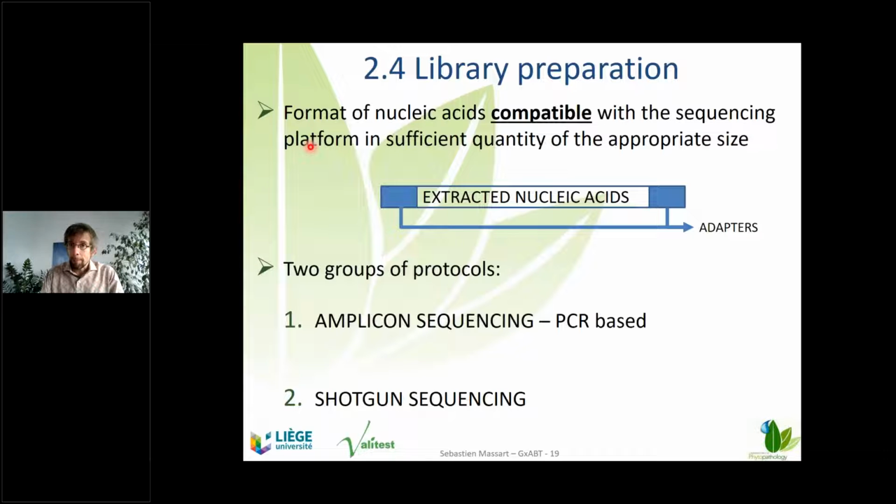For the library preparation, and we describe them in the guidelines in quite some detail, we have 2 groups of protocols. What is called amplicon sequencing is PCR based, which means from my nucleic acid, I will make a PCR using primers, and I will sequence the product. Sorry, I hope you don't have too much background there, they are just doing work outside. But that's amplicon sequencing.